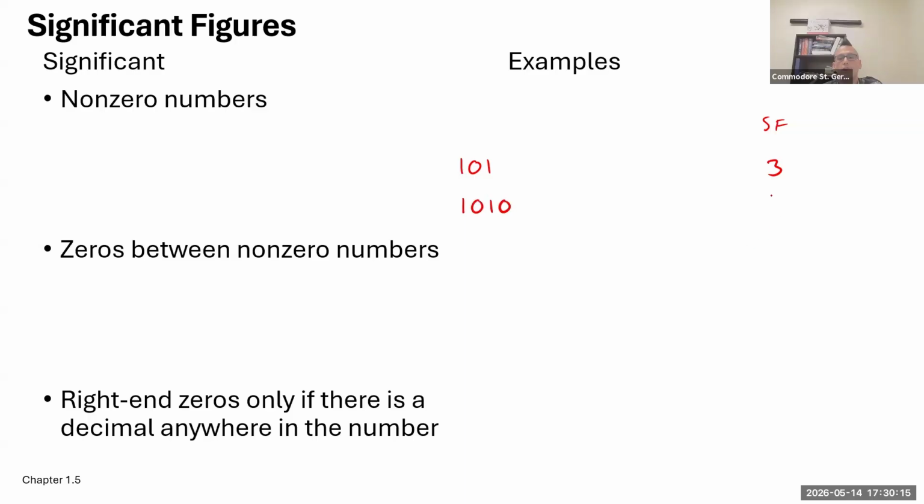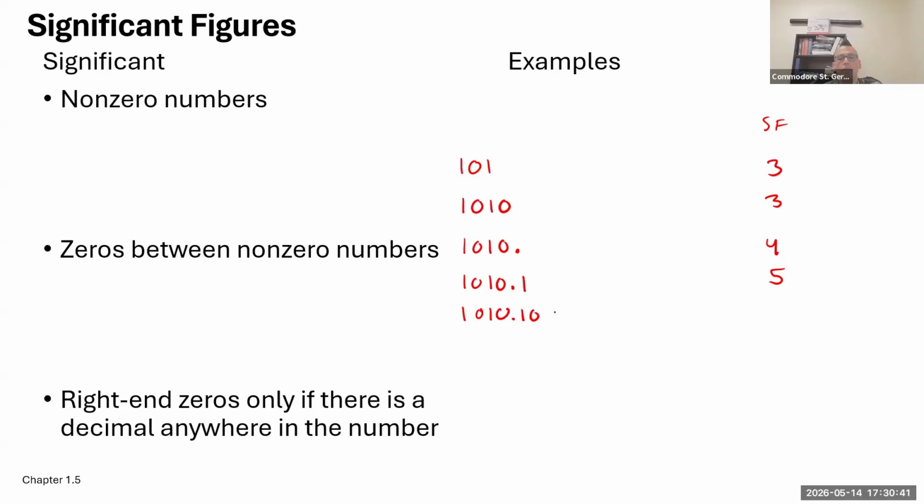1010. Well, that's still 3 because this 0 is not significant because it's on the right. Let's do 1010 with a decimal. Now that is 4. 1010 decimal 1. That is going to be 5.